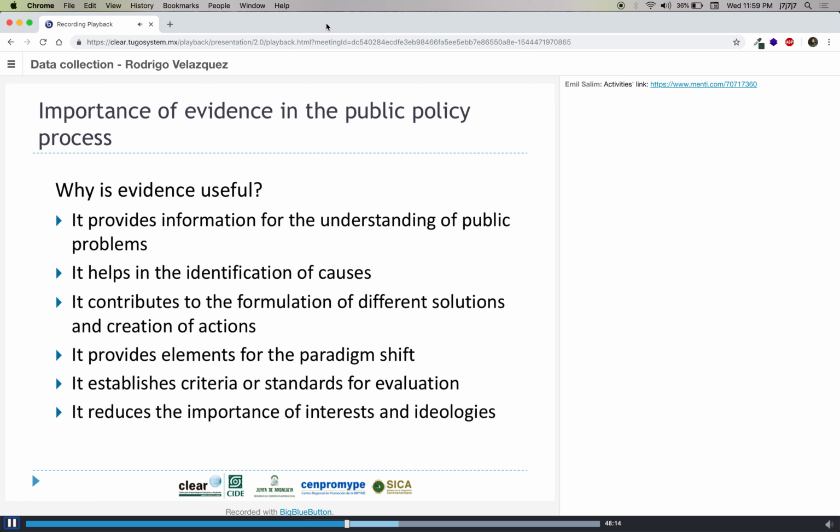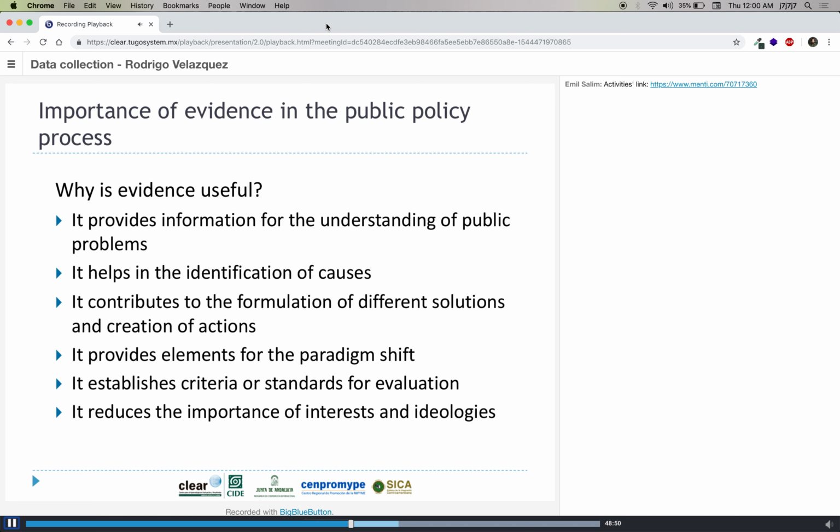The third point has to do with the fact that evidence contributes to the formulation of different solutions and creation of actions. So of course, this is related to the previous ones. Through evidence, we understand public problems and we identify the causes, but also we can offer and design solutions, and we can also implement actions to solve the problem. So this is another very important element to take into account.